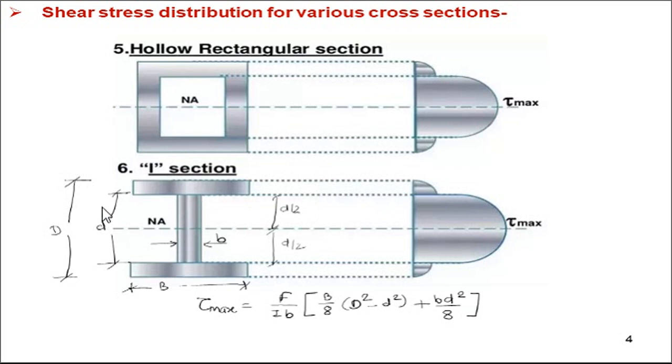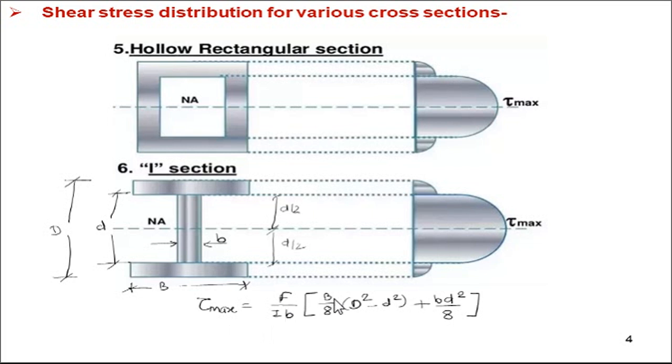In the I section again, there is one formula whose derivation is already available, for tau max for the I section. Capital D is the total depth, small d is the depth of web, and small b is the thickness of the web. This expression is already derived. But in competitive examinations, many times they directly ask what the tau max is, so in that case you should remember the formulas. From this we can determine the maximum shear stress.